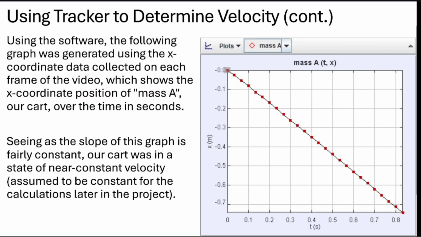Using the software, the following graph was generated using the x-coordinate data collected on each frame of the video, which shows the x-coordinate position of mass A, our cart, over the time in seconds. Seeing as the slope of this graph is fairly constant, our cart was in a state of near constant velocity.